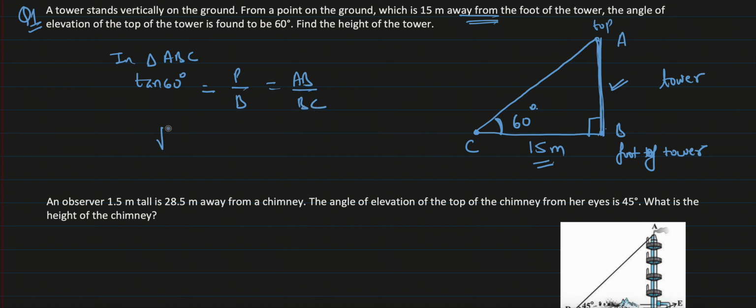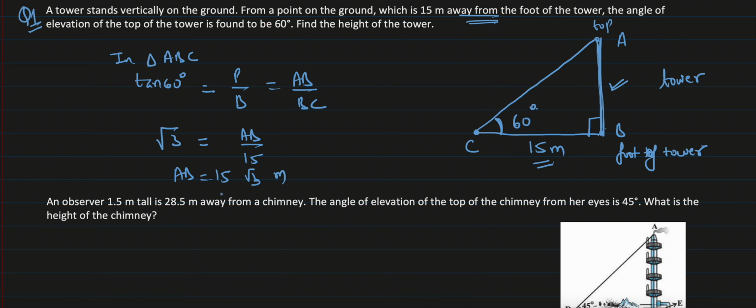Tan 60 value is root 3. AB you do not know, BC is 15. So what is the value of AB? AB comes out to be 15 root 3 meters. I hope this is clear, students. We just solve the questions like this. It is as simple as that.